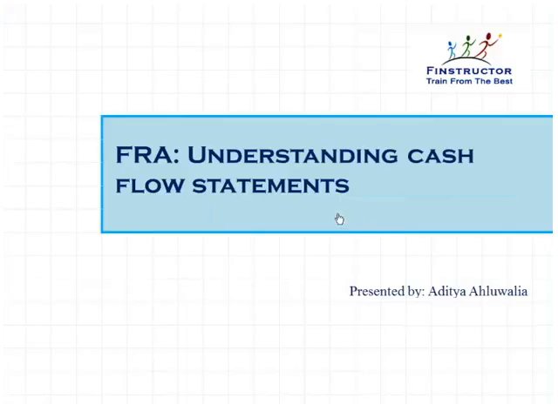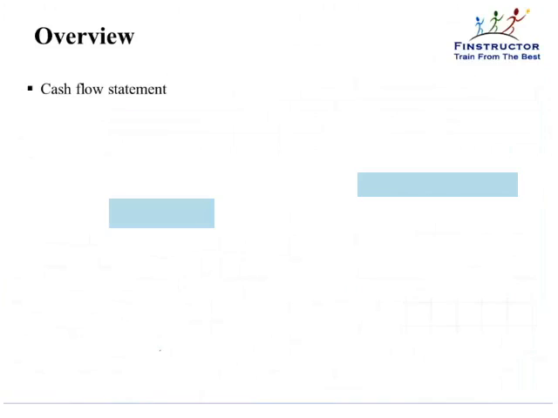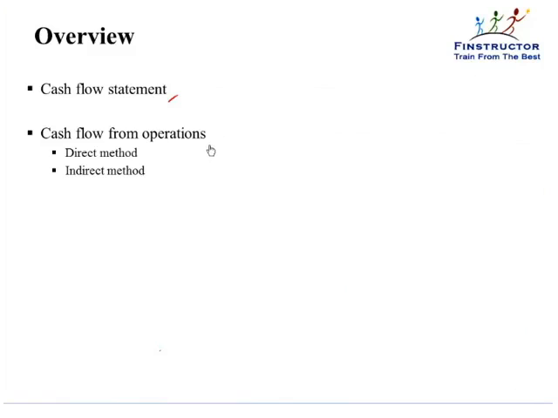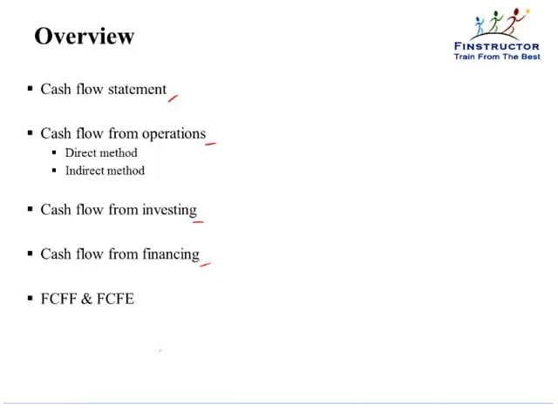We now move on to a very interesting review on financial reporting and analysis called Understanding Cash Flow Statements. This is reading number 26 of the CFA curriculum. So we'll go through a brief introduction of the cash flow statement, understand the three components, namely cash flow from operations, investing, and financing. Understand the very important concepts of free cash flow to firm and free cash flow to equity. Please pay great attention here. And finally, a brief discussion on the various performance ratios involving cash flows.